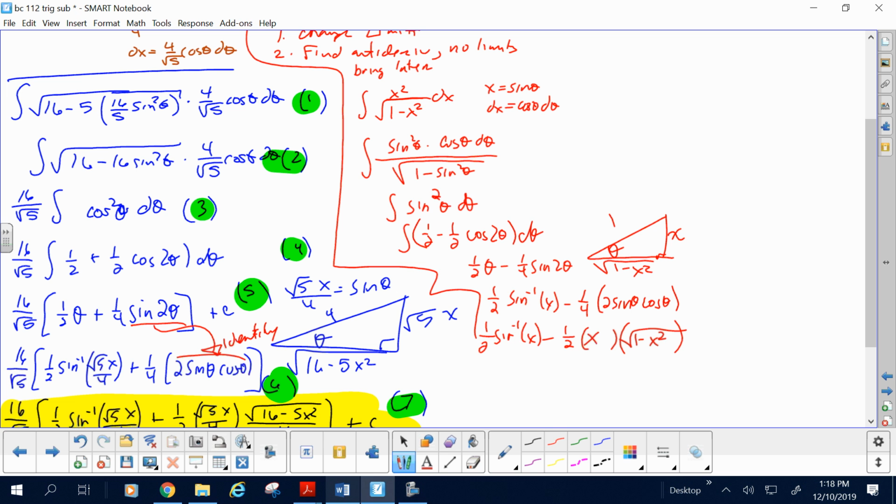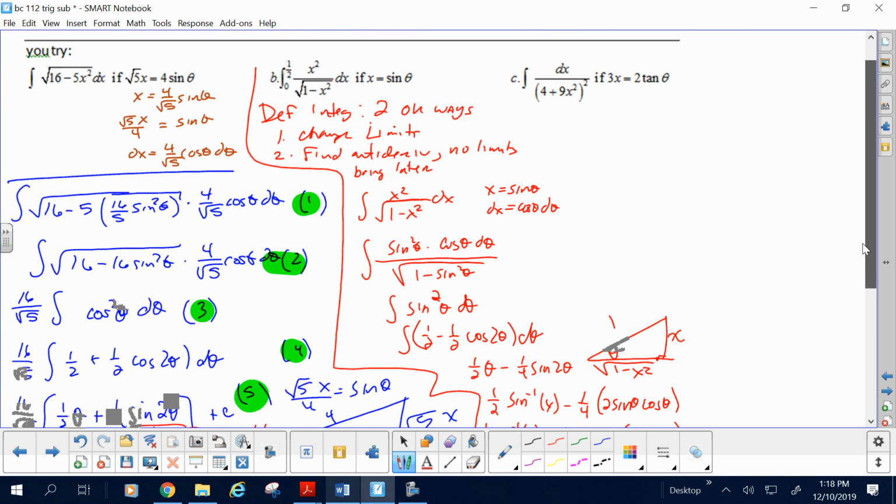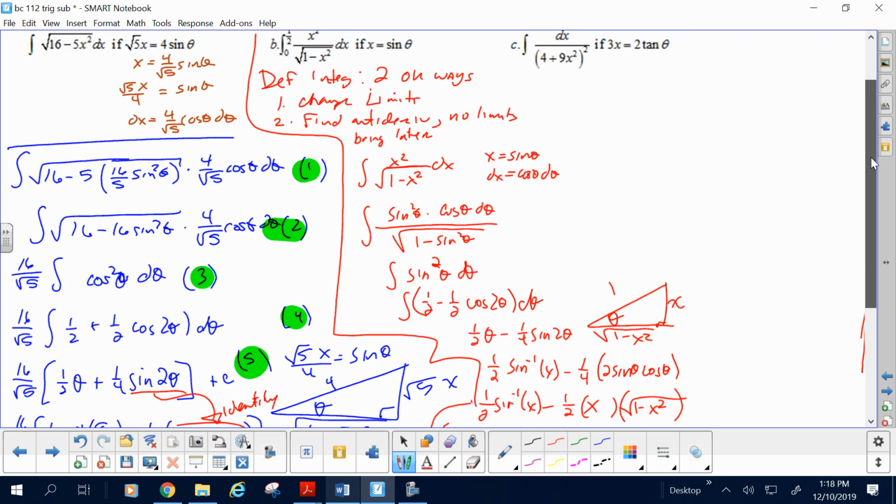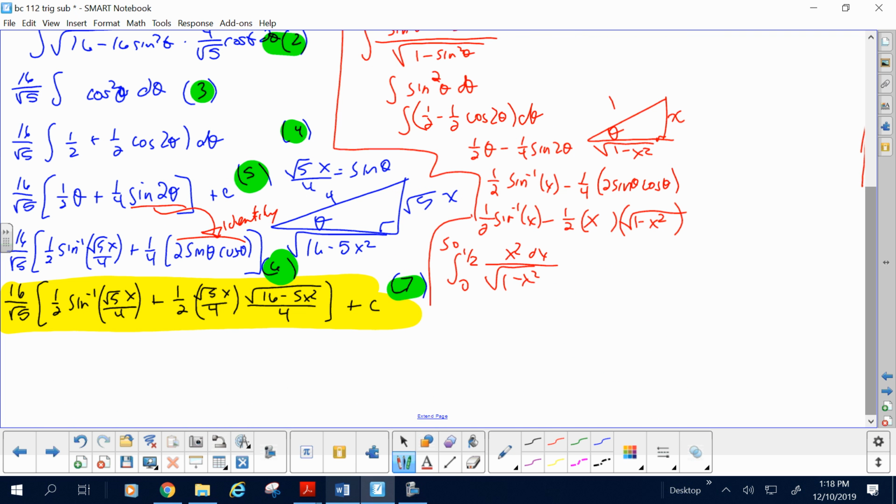So if you did this without subbing for the limits, you would say the integral from 0 to 1/2 of x squared dx over root 1 minus x squared is equal to what? The antiderivative, 1/2 inverse sine of x minus 1/2 x root 1 minus x squared, from 0 to a half. You follow me?